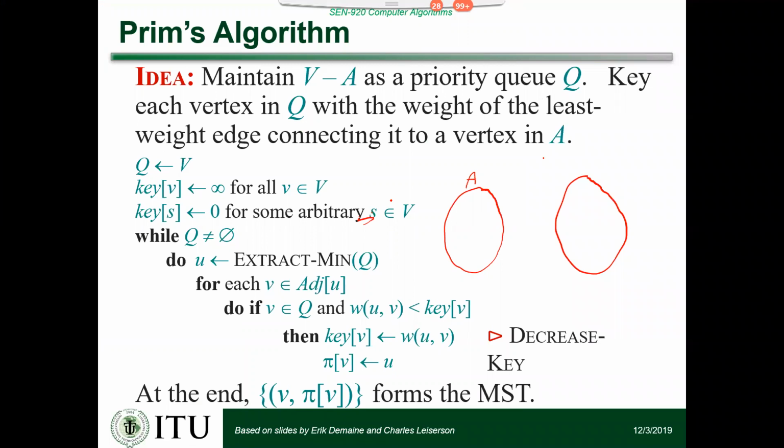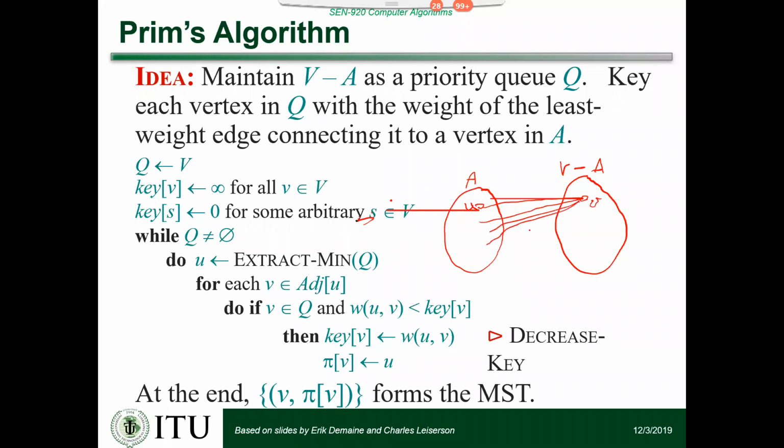So we have A and this is V minus A, right? And remember, all the cross edges are connecting the vertices. This is a cross edge, connecting a vertex U to a vertex called V. So this edge connects the vertex U to a vertex V. Let's say V is a vertex in capital V minus A, and this V has a lot of cross edges.